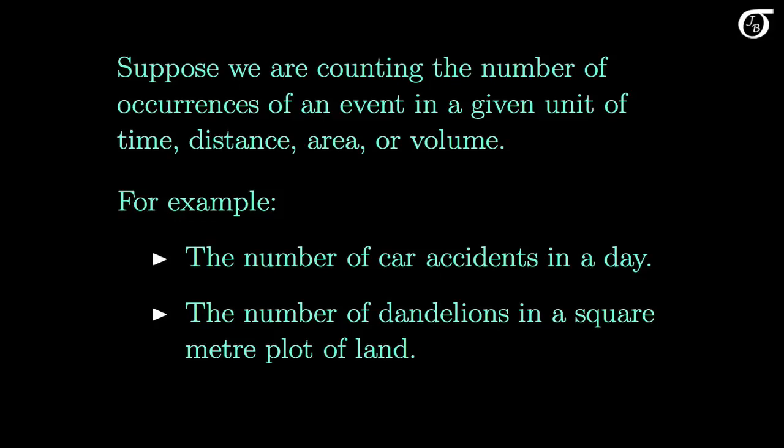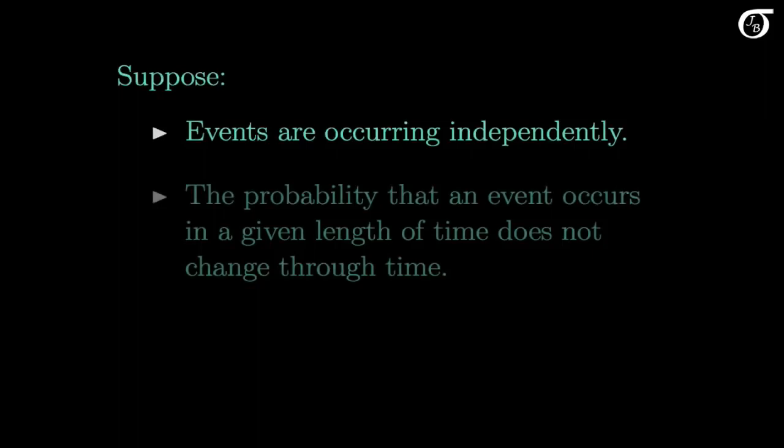Then the number of events is going to be a random variable that may or may not have the Poisson distribution, depending on the specifics of the situation. But a Poisson random variable is a count of the number of occurrences of an event. I'm going to phrase the following in terms of time, but the same ideas hold if we are discussing distance or area or volume, etc.